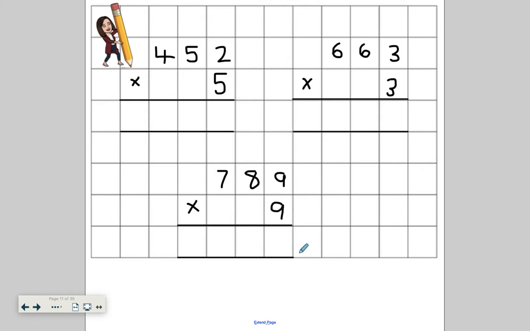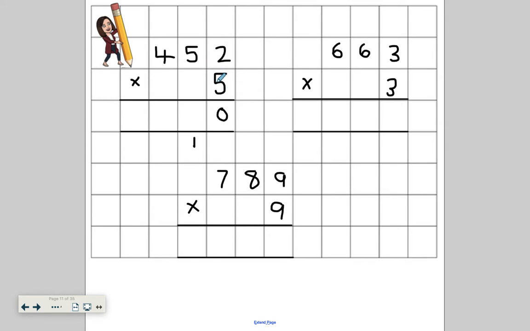So here we have them set out in our formal method, which we should be able to remember from yesterday. And this is how we should record our multiplications. It makes it easier for us and it's easy to see when we set them out like this. So we do 5 times 2 to start off with. So that'll be 10. So then we have our 0 in the units and we carry the 1.